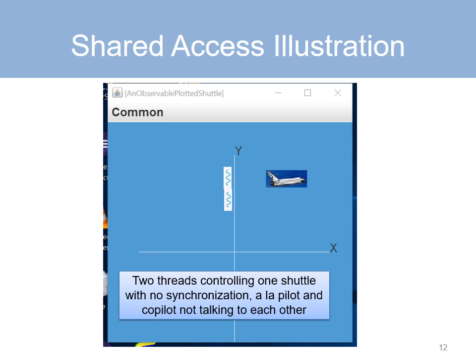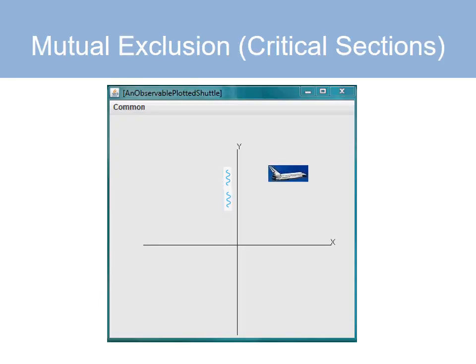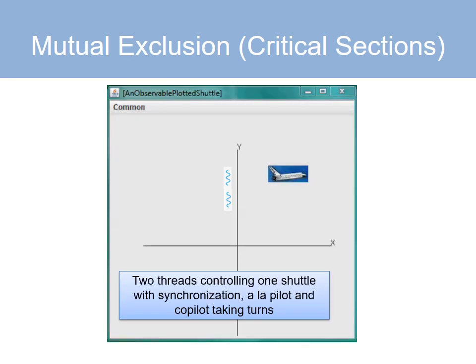So this is a very concrete illustration of a race condition. Okay? And we can do the same thing now with synchronized threads. The first thread does its job, locking the shuttle, and now the second thread does its job. Okay? So you see how a critical section can be implemented here. So this is like a pilot and co-pilot taking turns.